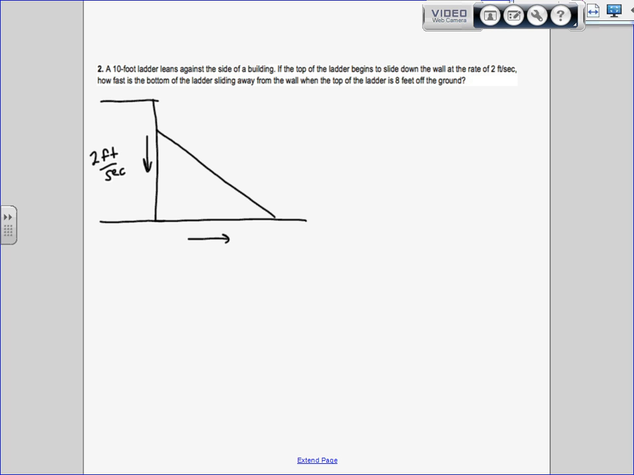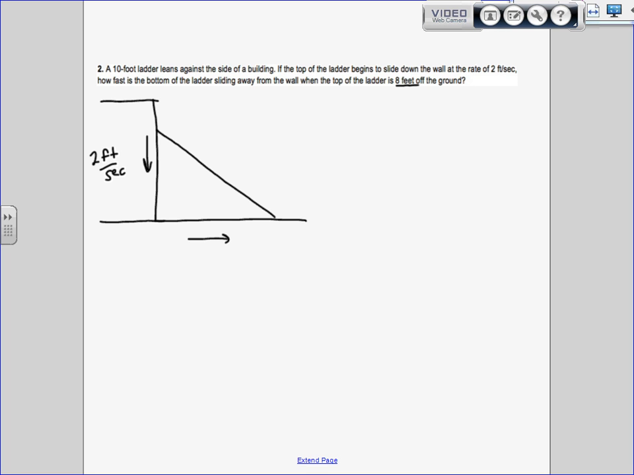So you would think that it's exactly the same. It's actually not. You would think, oh, if it's going to slide down at a rate of 2 feet per second, it's going to slide out at a rate of 2 feet per second, but it doesn't, because gravity is pulling it down. So it ends up not being the same. Okay, so it says, how fast is the bottom of the ladder sliding away from the wall when the top of the ladder is 8 feet off the ground?